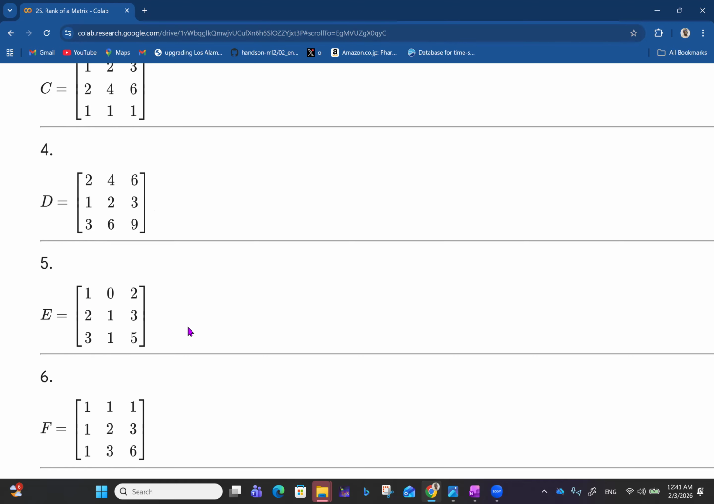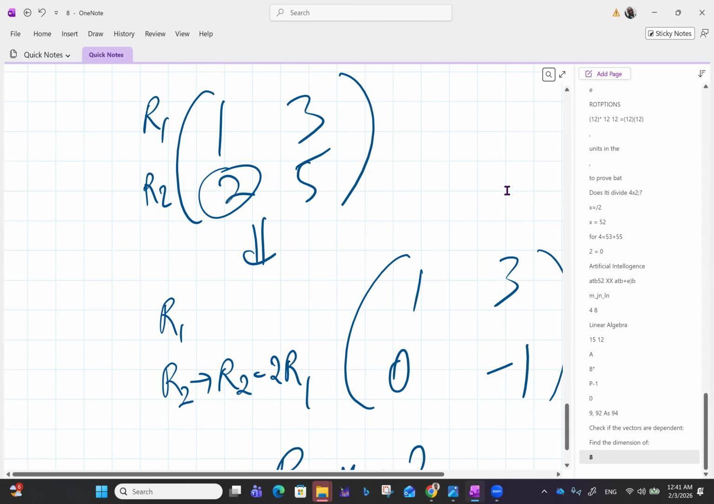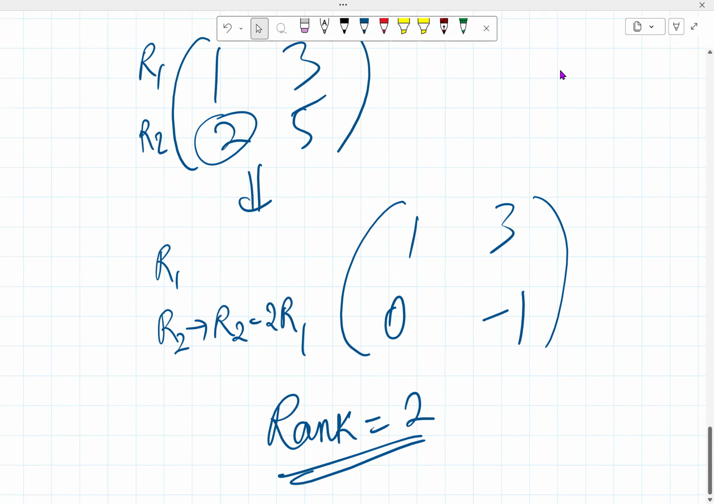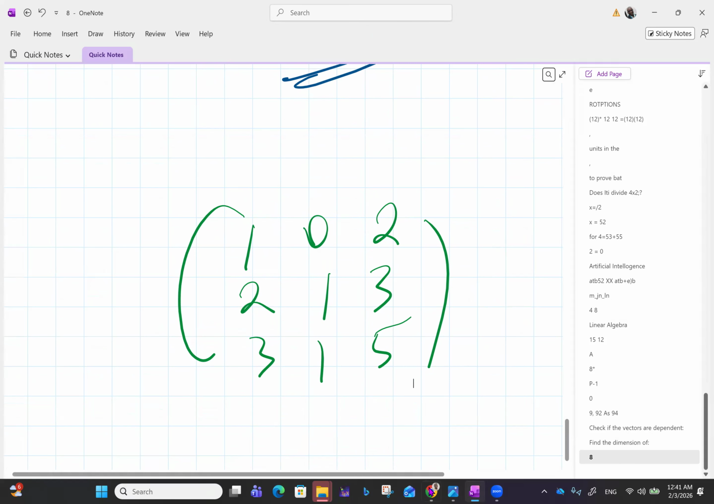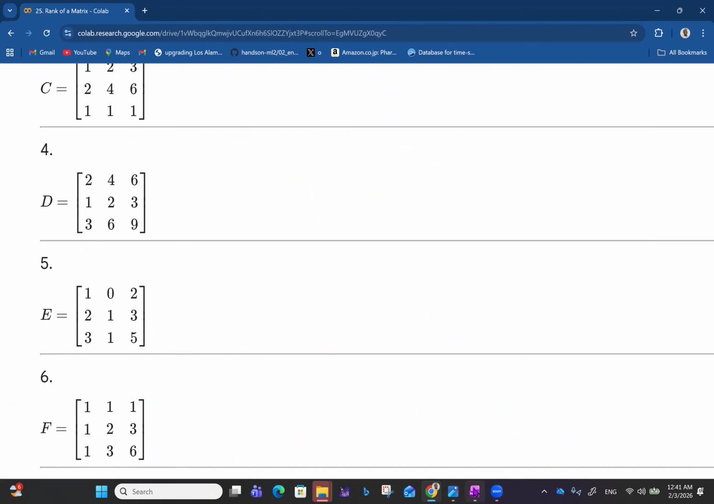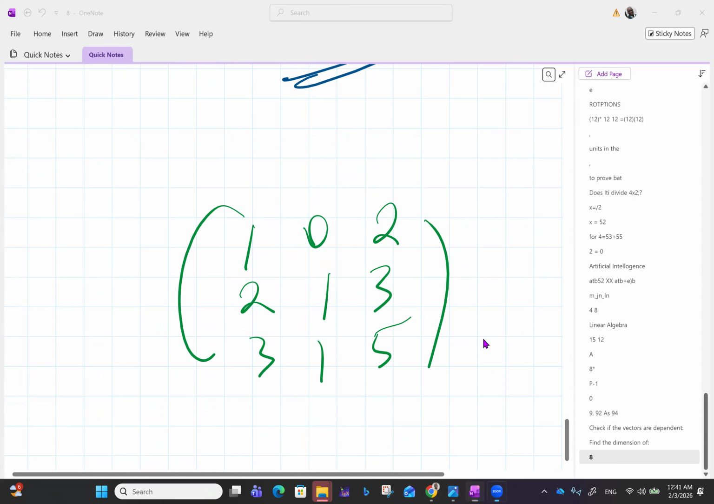So let's see how it is for 3 by 3. 1, 0, 2, 2, 1, 3, 3, 1, 5. Let me confirm and be sure about that. 1, 0, 2, 2, 1, 3, 3, 1, 5. So we want to find the rank of this matrix.